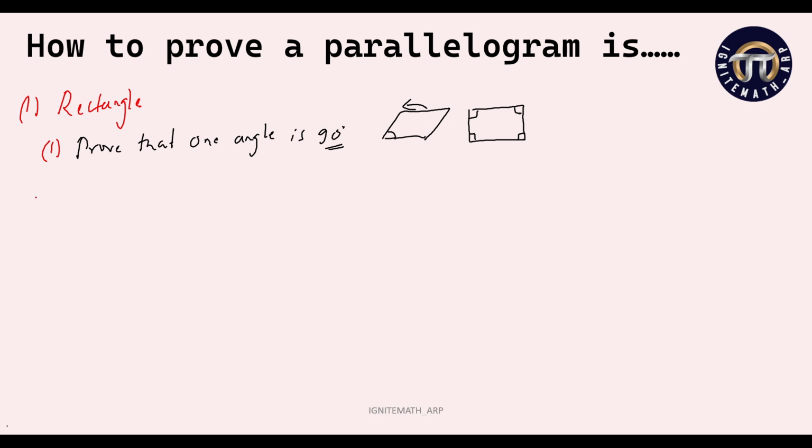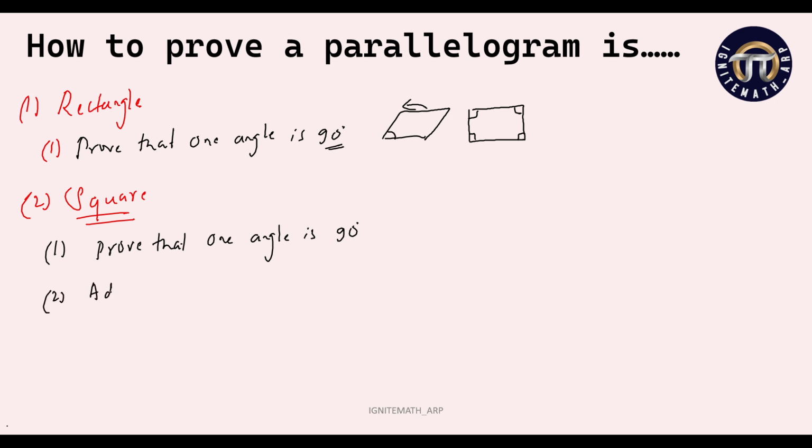Next, how can I prove that a parallelogram is a square? For that, prove that any one angle is 90 degrees, and the second condition, at least one pair of adjacent sides are equal. So now a parallelogram is there. I'm supposed to prove it's a square.